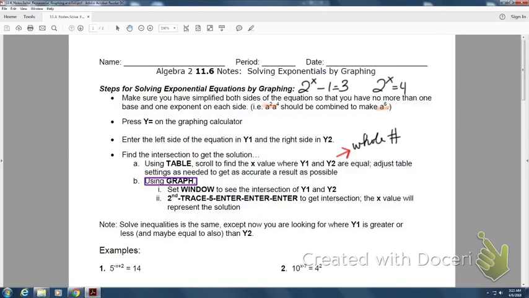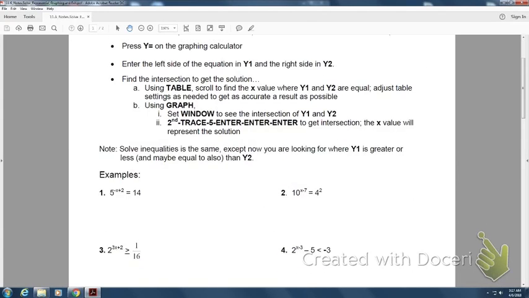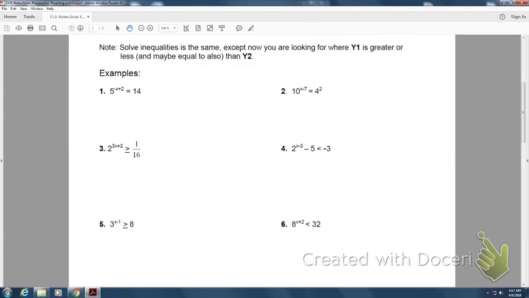Okay? So that really kind of sums up the instructions. We'll work through a few of these examples. We'll talk about the inequality.